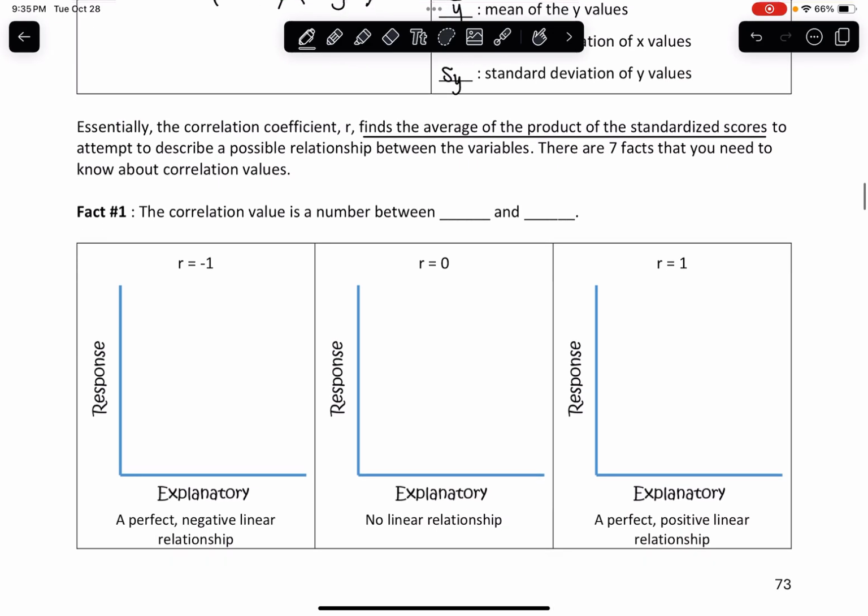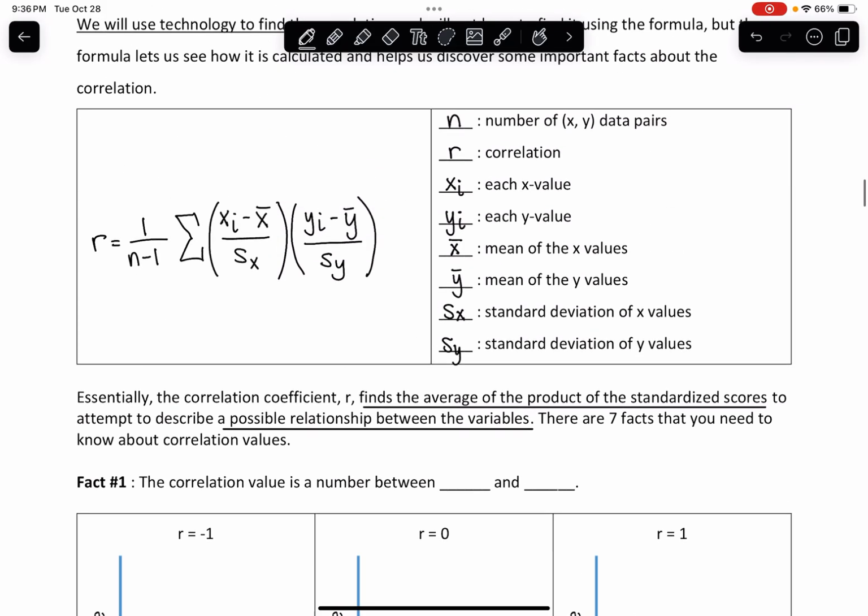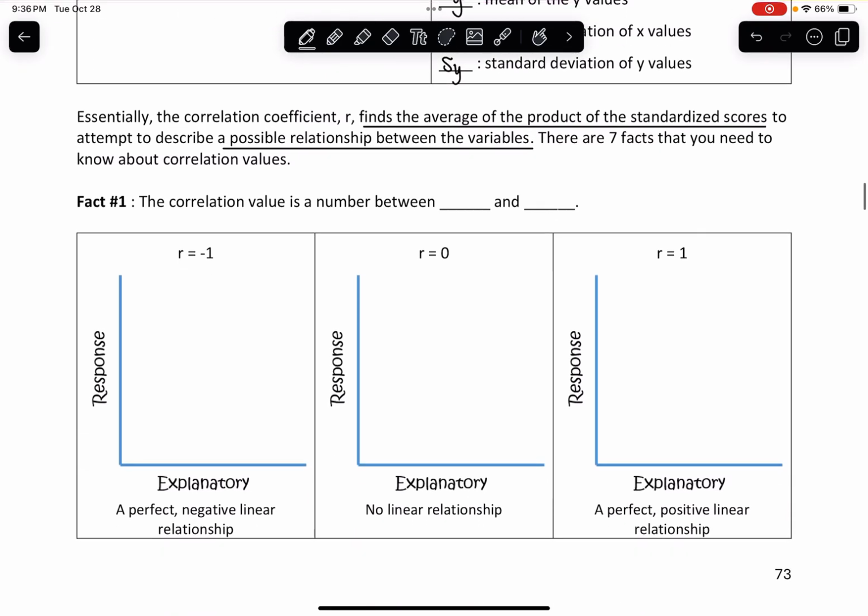This helps us describe a possible relationship. And that's kind of the funny thing here. It's not even guaranteeing that there's a relationship between our variables. There might be a relationship. So we're going to do all this math to figure out if there is a relationship or not. When we talk about correlation coefficient, there are 7 facts that you need to know.